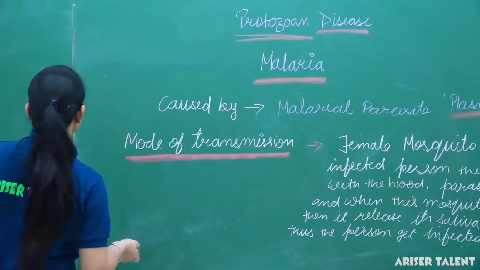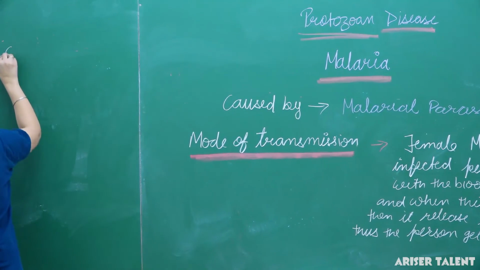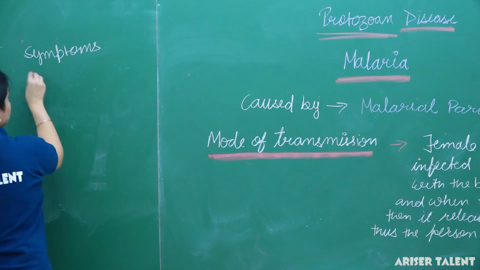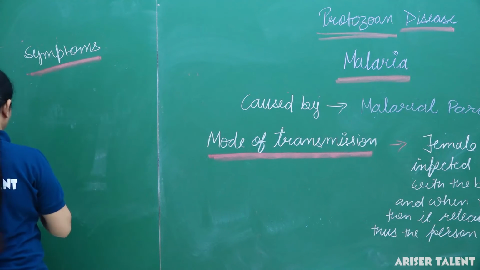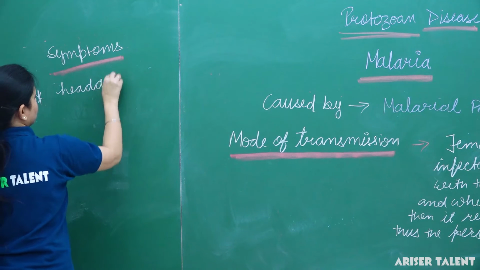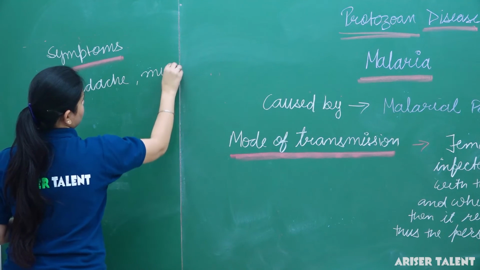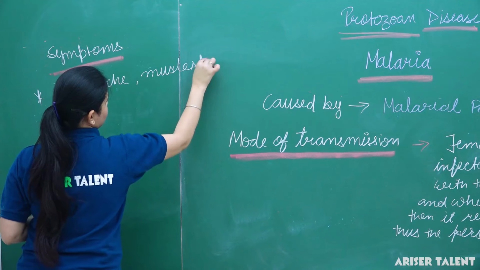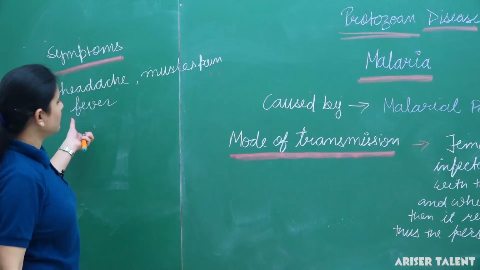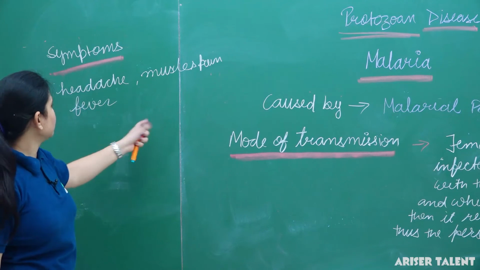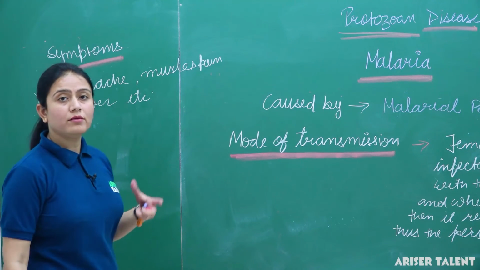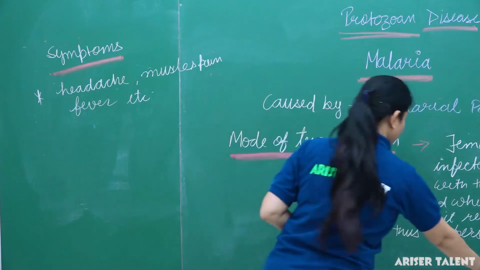Now what are the symptoms? If we talk about symptoms, then symptoms are headache, muscle pain, fever. So main symptoms of malaria are headache, muscle pain, fever, etc. Now what are the preventing measures? Let's discuss about the preventing measures.